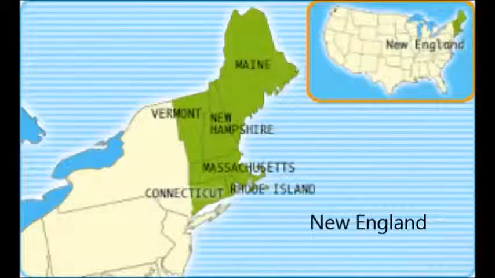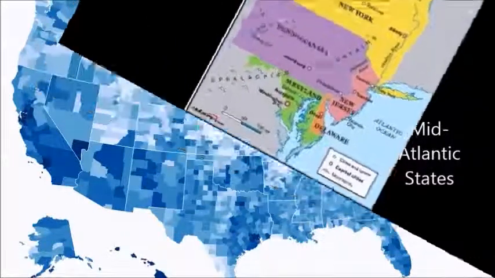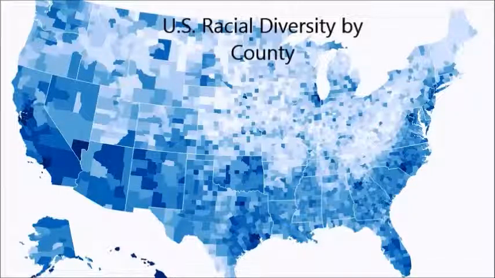Next, let's look at the Northeast, which is made up of New England and the Mid-Atlantic states. This area of the country is home to the early political centers of America. This area is more densely populated than much of the rest of the country. The Northeast region is not very racially diverse, along with much of the Midwest.